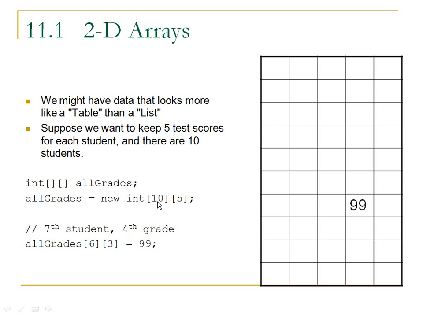There's nothing in the language that says this is the rows and this is the columns, but that's the way everyone does it, so we're going to do it that way so people will work with us. These also are indexed from 0. So this cell in the upper left is allGrades sub 0 sub 0. allGrades sub 6 sub 3 is the 7th student and the 4th grade. So this is student 0, 1, 2, 3, 4, 5, 6, and test 0, 1, 2, 3. So that's where the 99 goes into this grid.